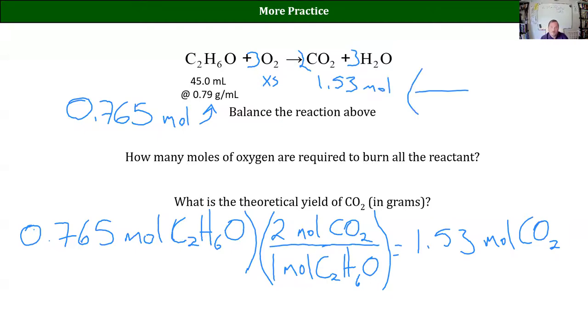And then we can take that, do moles to grams. We're just going back the other way with our molecular weight now. 1 mole CO2, so 12.011 plus 2 times 15.999. Molecular weight of CO2 is going to be 44.009. 1 mole of CO2 is 44.009 grams.